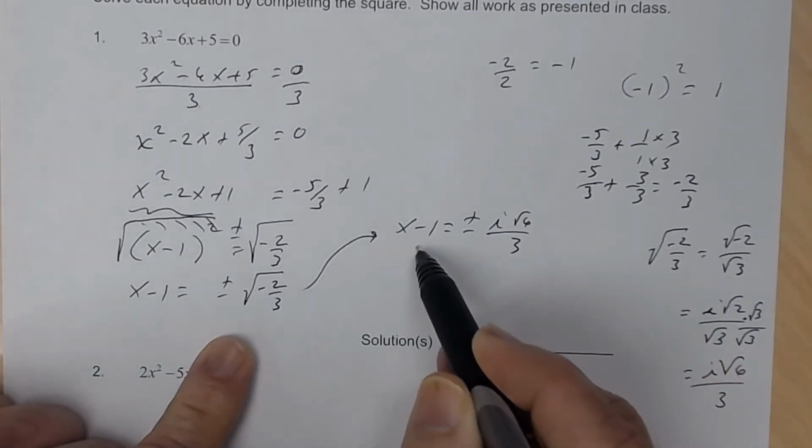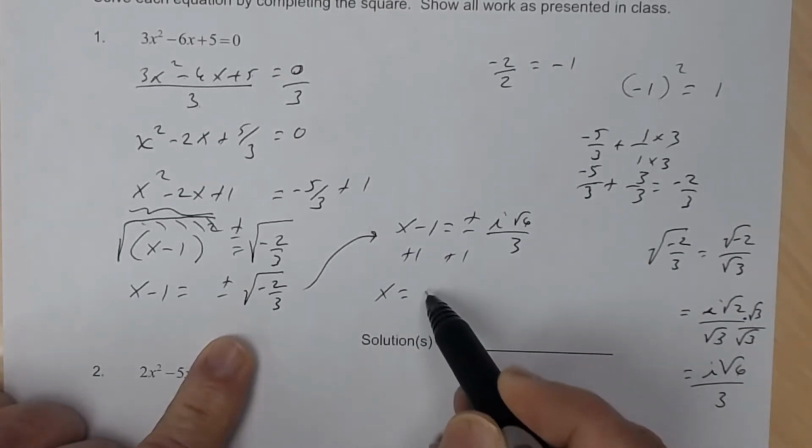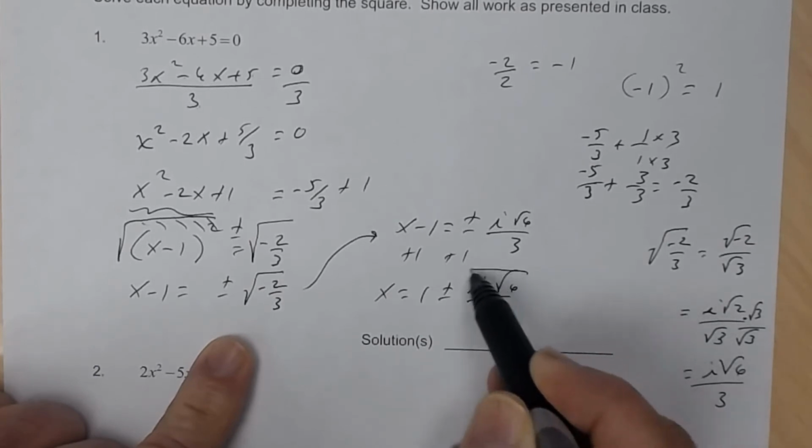And then one more step and you're done, and that's just to add 1 to both sides. And so we get x equals 1 plus or minus i square root of 6 divided by 3. So that will be your solution.